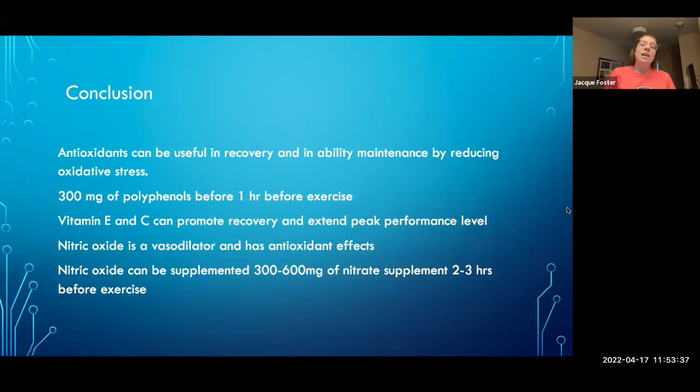So in conclusion, antioxidants can be very useful in recovery and maintenance ability by reducing oxidative stress levels. 300 milligrams of polyphenols an hour before exercise is recommended, as well as 300 to 600 milligrams of nitrates 2 to 3 hours before exercise. Vitamin C and vitamin E can help promote recovery and extend peak performance levels. And nitric oxide is a vasodilator, and it also has these antioxidative effects.